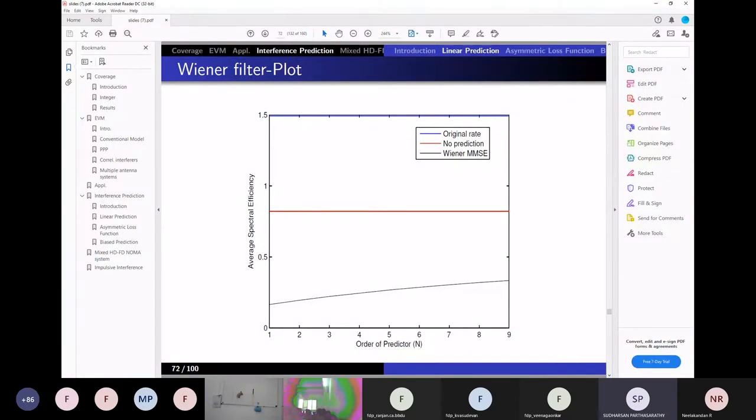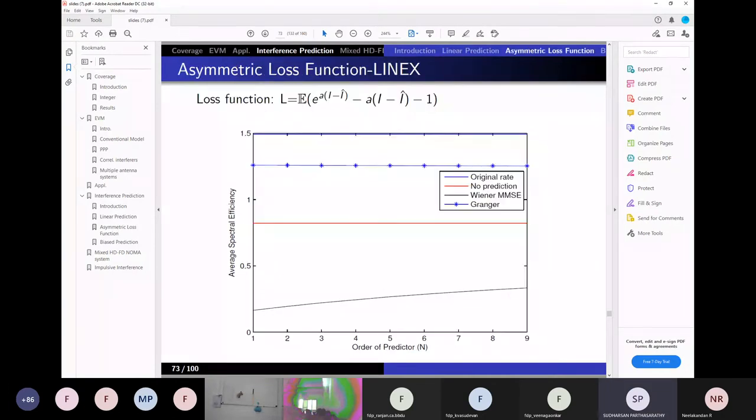So we will use, next slide, 73, something called an asymmetric loss function. In some sense, Wiener is a symmetric loss function, or a squared error. We will use an asymmetric loss function called LINEX. LINEX means linear exponential. This was initially used in the US real estate market, and we are going to use it for our purpose. When you're under-predicting interference, which you don't want to do because you will transmit at a higher rate and end up in error, you penalize it exponentially. When you're over-predicting interference, you penalize it linearly. So it's an asymmetric loss function.